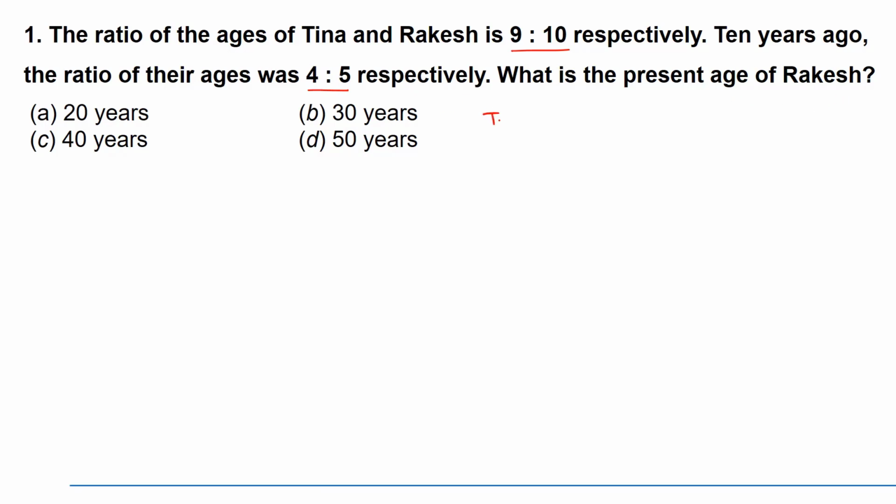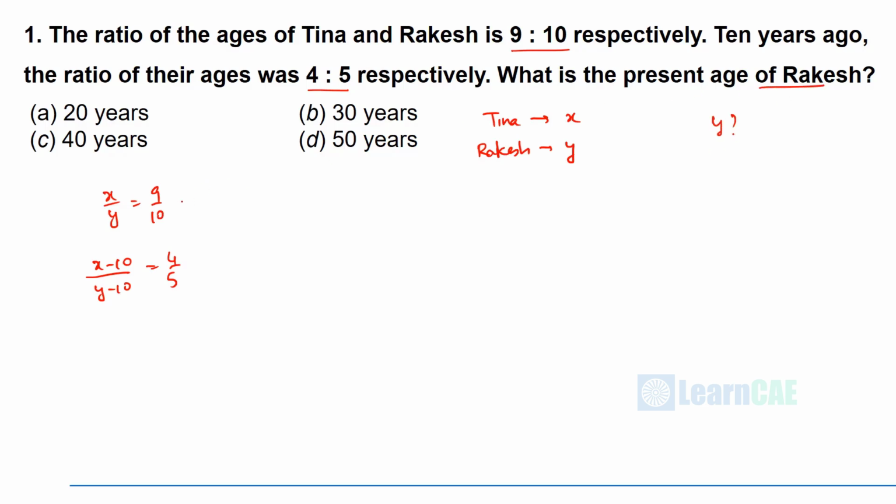Let the ages be, for Tina let it be X, Rakesh let it be Y. The ratio is X by Y is equal to 9 by 10. 10 years ago, the ratio was 4:5. It means X minus 10 divided by Y minus 10 is equal to 4 by 5. They are asking what is the present age of Rakesh, that is, what is the value of Y. Now here we can say X is equal to 9 by 10 Y. Now we shall solve this and substitute X value as 9Y by 10.